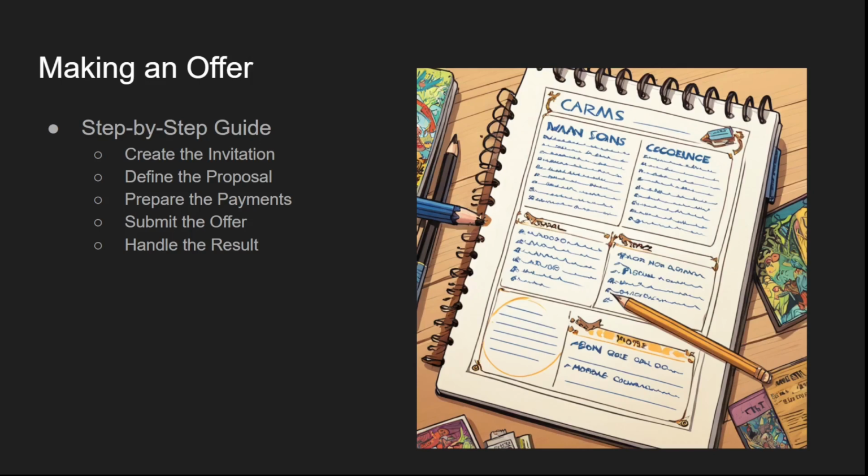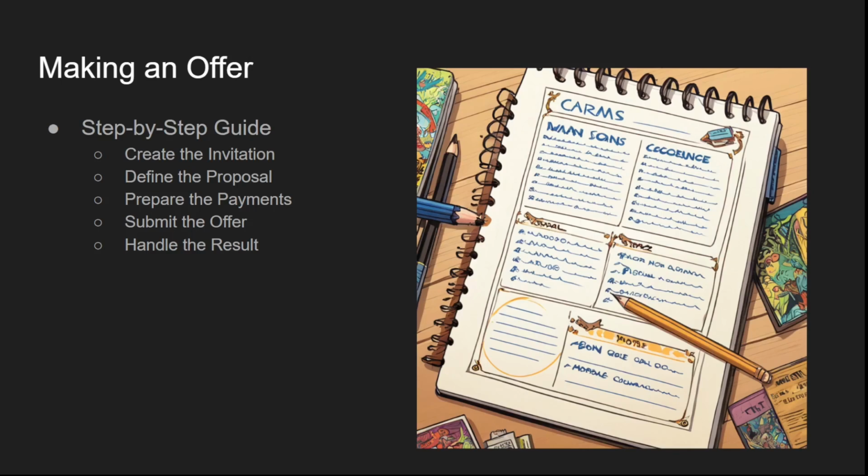The first step is to create an invitation that will allow participants to make offers. The invitation is generated using Zoe and includes the logic for handling the offer. Next, we'll define the proposal. The proposal specifies the terms of the offer, including what the user is giving and what they want in return. It also includes exit conditions.